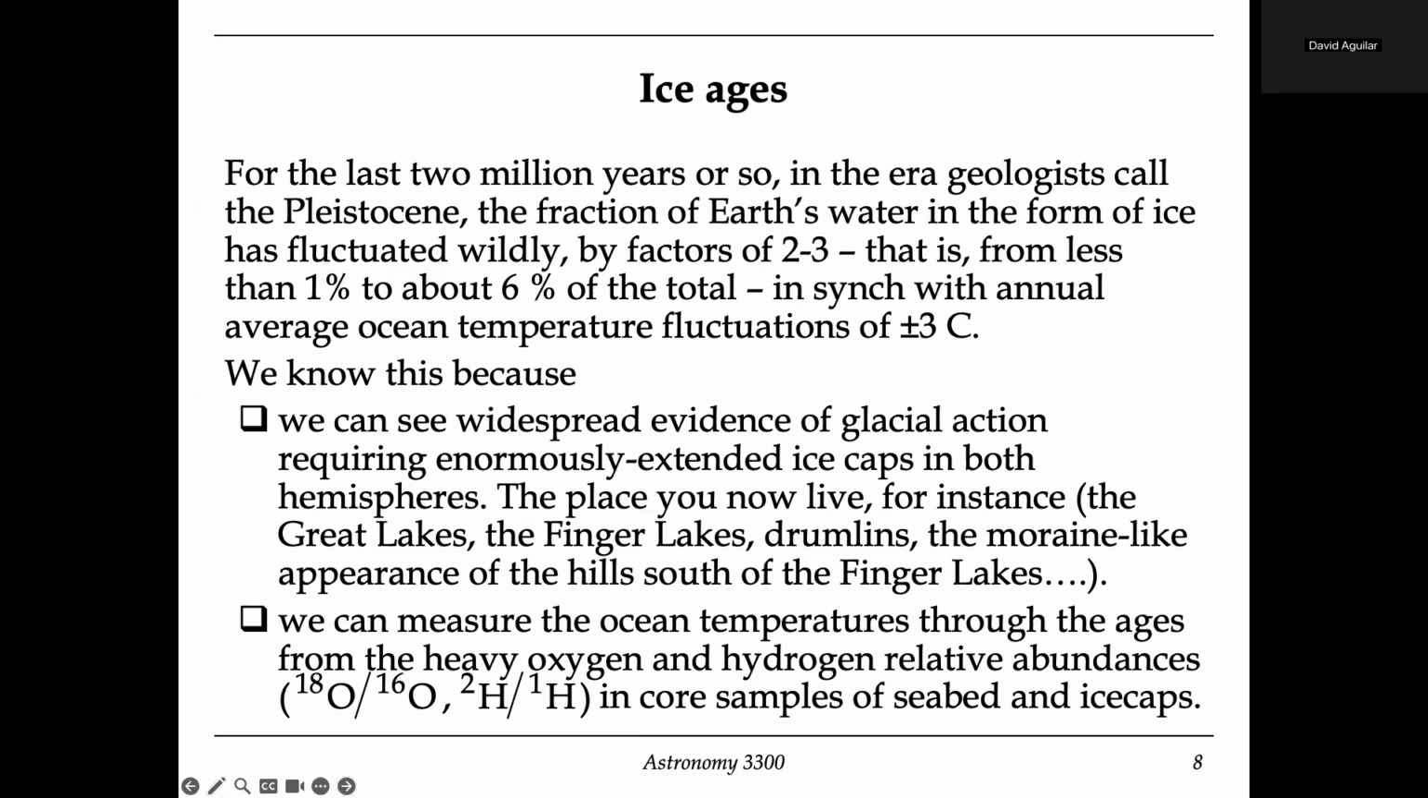So you can measure the ocean temperatures throughout the ages by looking at the heavy oxygen and hydrogen relative abundances. For example, hydrogen has no problem having an extra neutron. So hydrogen with a proton and a neutron is called heavy water, or 2-hydrogen, and we're going to use the symbol D for that. It's called deuterium. But similarly, you have your normal oxygen-16, and you just add a couple of neutrons.